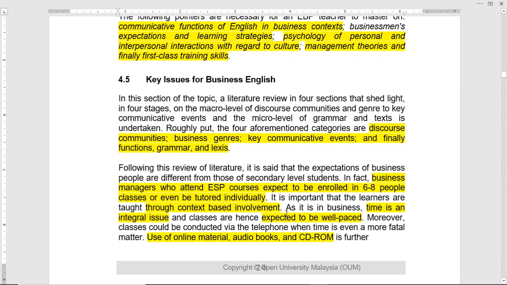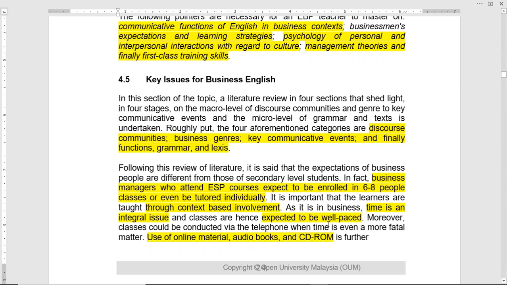Following this review of literature, it is said in this book that business managers who attend English for specific purposes courses expect to be enrolled in 6 to 8 people classes or even be tutored individually. It could be large or small classes. So here the reference is for small classes or individual classes. So it's important that learners are taught through context-based involvement in their particular context. Time is an integral issue for them. So classes are expected to be well-paced.